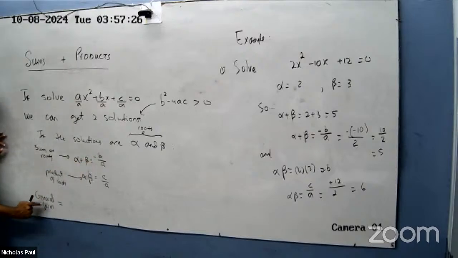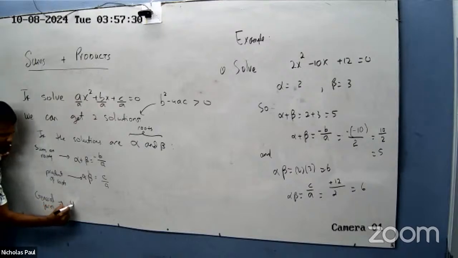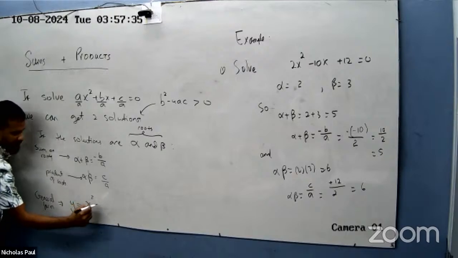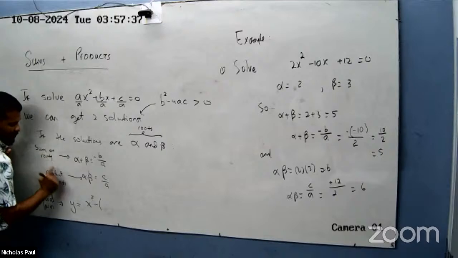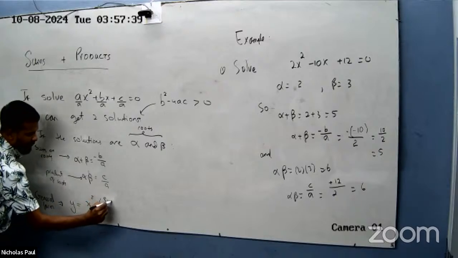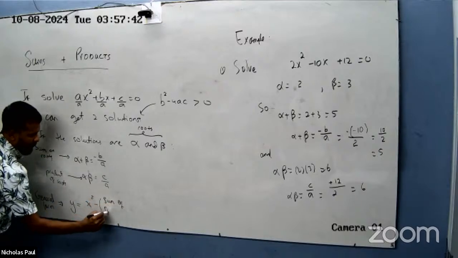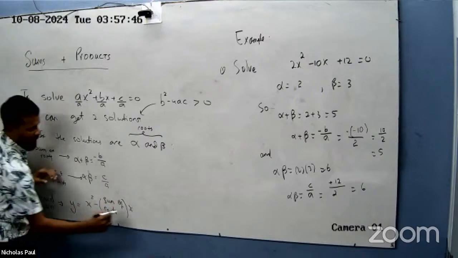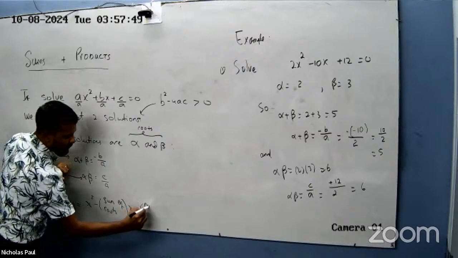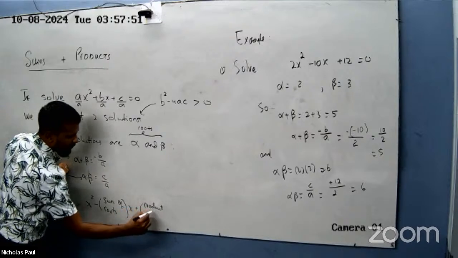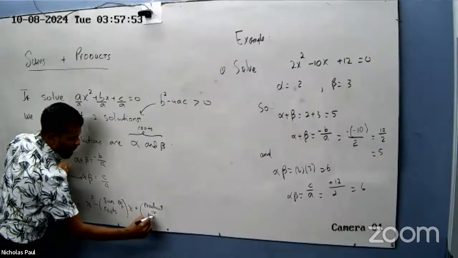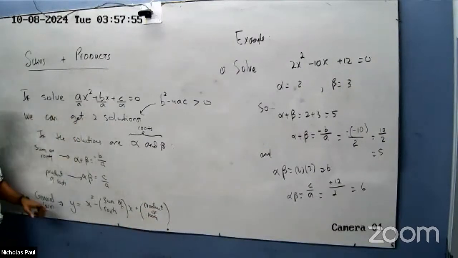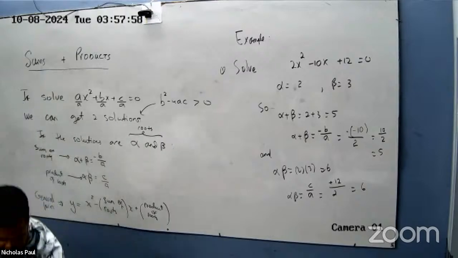There's another way I could write a quadratic. So the general form for a quadratic is this: y is equal to x squared minus the sum of the roots by x plus the product of the roots. So there's a rule that we can learn.